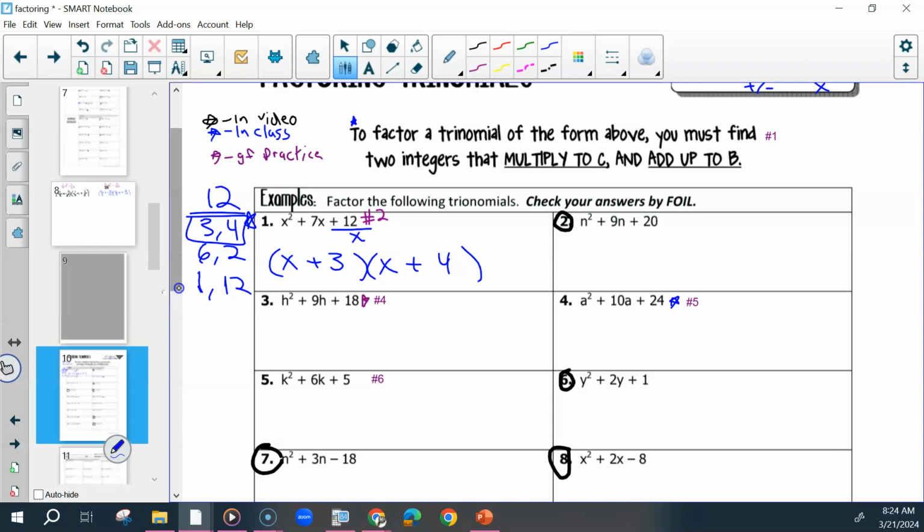If you want to double check your answer, you could distribute it back. X times x, I'm just going to write this off to the side, would be x squared. X times 4, 4x. 3 times x, 3x. 3 times 4 is 12. And when we combine our like terms, we get that original. So that works. So remember that the check part is optional. You can do that if you want. But really, you just need those 2 factors. Questions on how we found those?